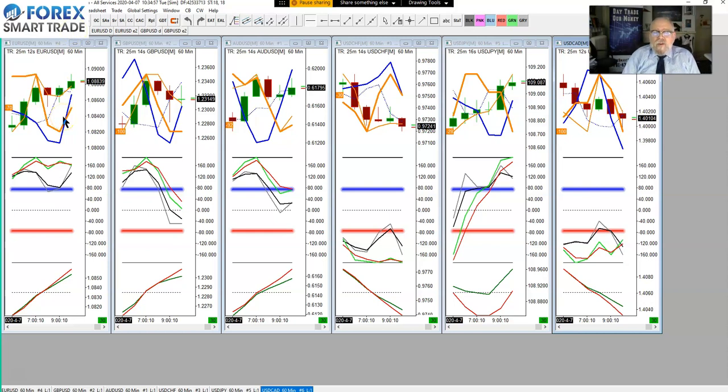If you follow my trades, for the most part I'm just trading Euro Dollar and Pound Dollar. I like to stay with what I know, and as I continue to trade a limited number of pairs, I get to be more familiar with how the pair reacts to things. So I think that makes me a better trader.